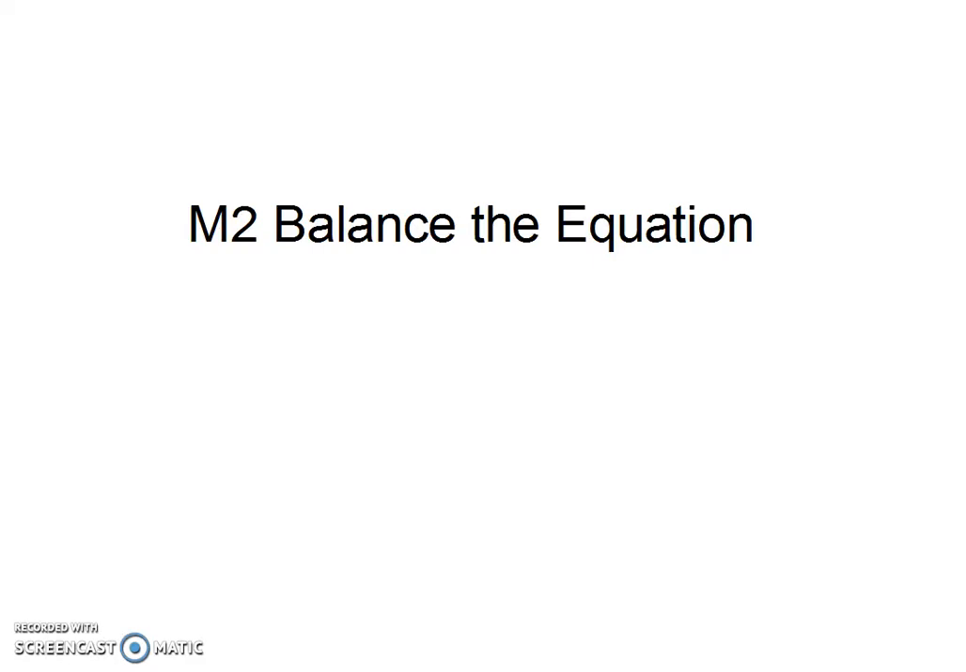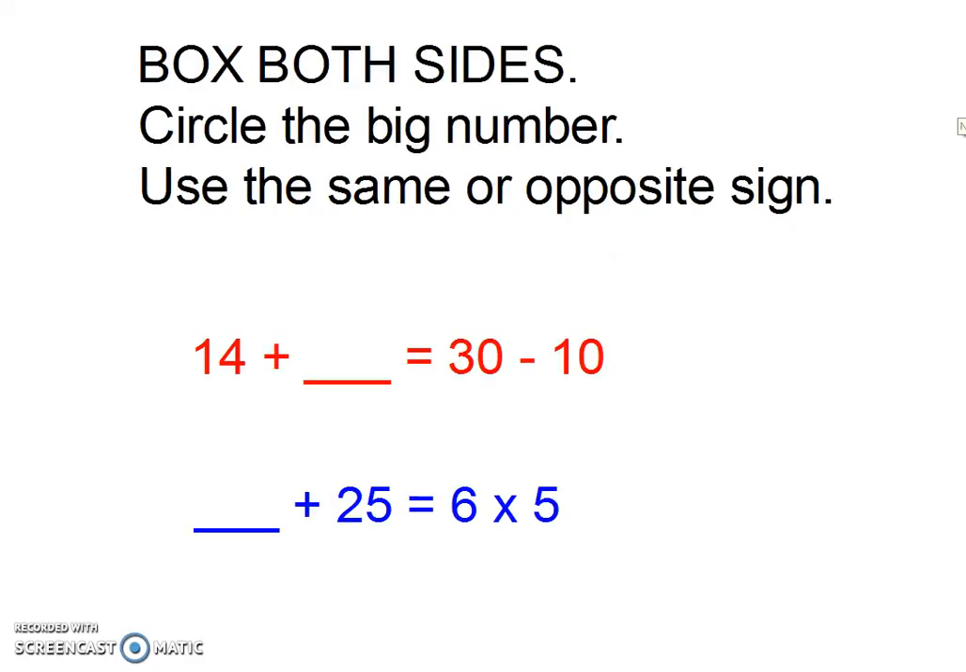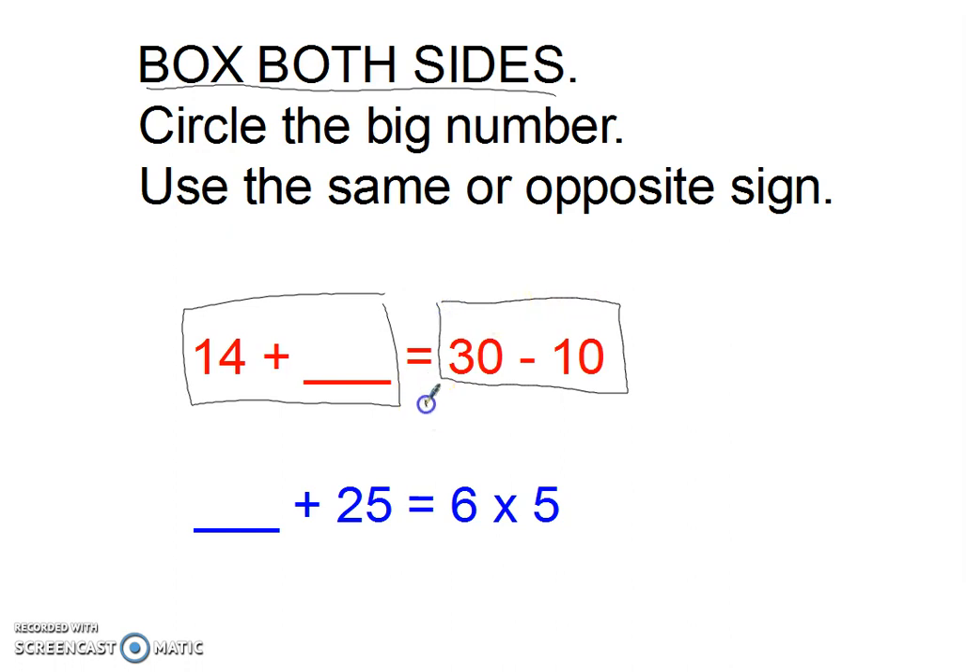This video, M2, balancing the equation, is just a half step up from what we did yesterday. You'll notice yesterday we circled the big number, then we used the same or opposite sign. Today, before that, we're going to box both sides though, because this equal sign really means I have the same on both sides. So it's like balancing on a balance.